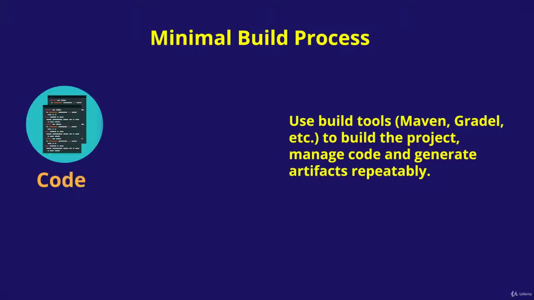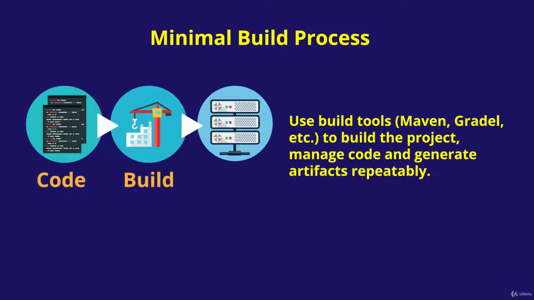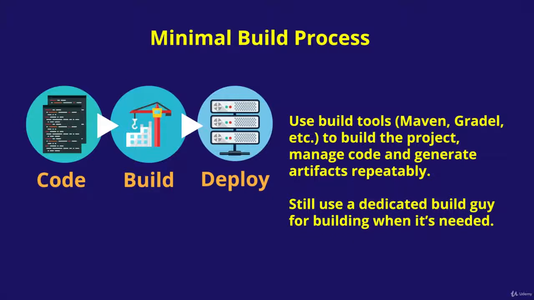The next level up would be what I would consider a minimal build process. It would involve the use of build tools like Maven or Gradle, NPM, Grunt, Webpack, etc. to generate a repeatable build process that manages the project's dependencies, compiles code, and generates a deployment artifact. At this point, teams would still be using a dedicated developer, that is, the build guy, for this purpose. Of course, this has many drawbacks, but at least many manual steps have been automated.